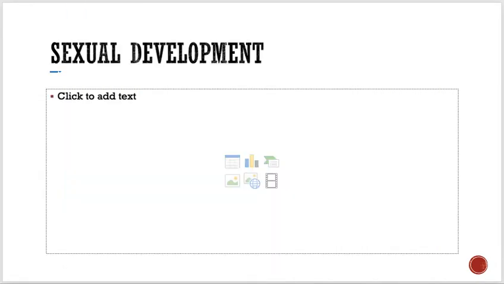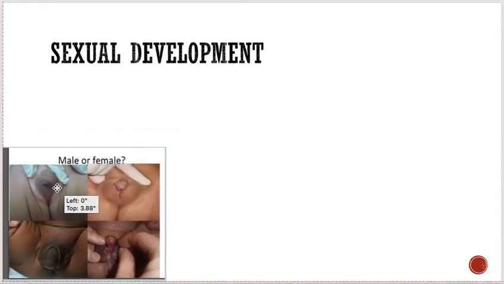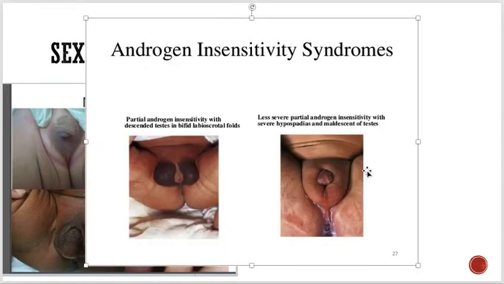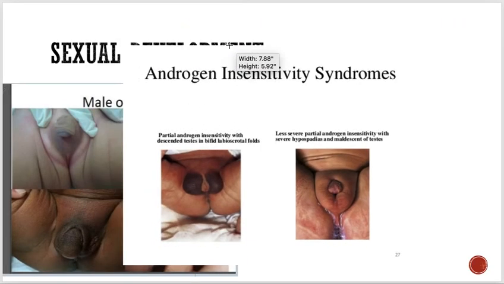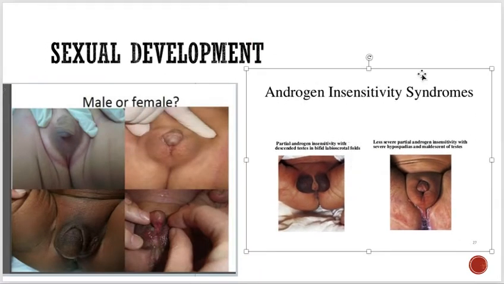What I wanted to show you over here is, for example, this one. If you see this photograph, it's hard to differentiate whether it's a male or a female. You can see how his testes look, or how his penis looks. It looks like a clitoris. Or one more photograph I want to show you is this one, which is androgen insensitivity syndrome.